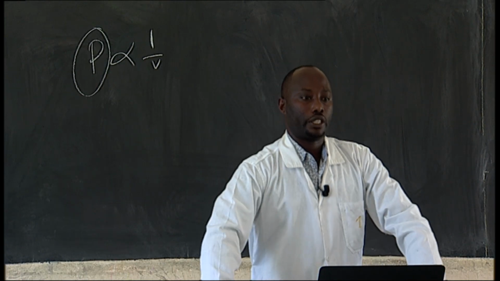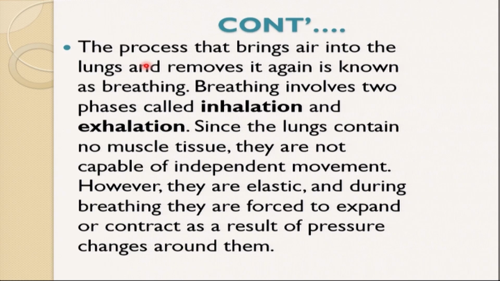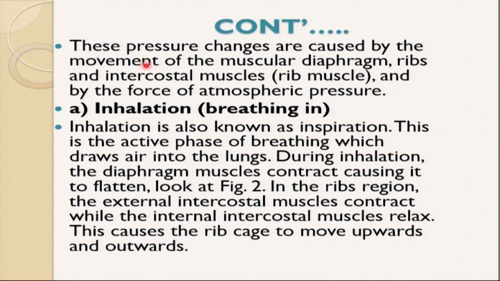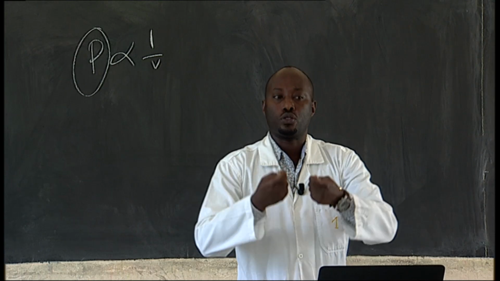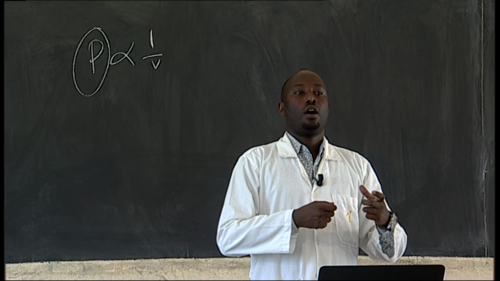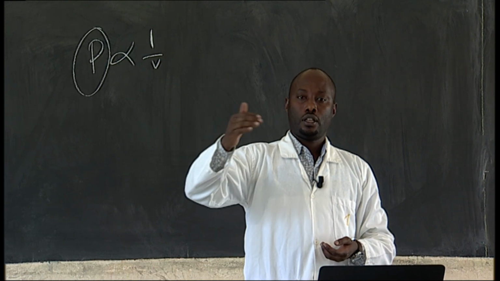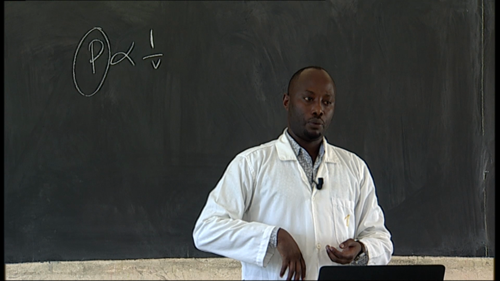Since the lungs contain no muscles, as I mentioned, the pressure changes are caused by the movement of the muscles of the diaphragm, the ribs, and the internal intercostal muscles. When I talk about intercostal muscles, I mean the rib muscles. And also by the force of atmospheric pressure. We are considering two things: atmospheric pressure and internal pressure within the lungs.